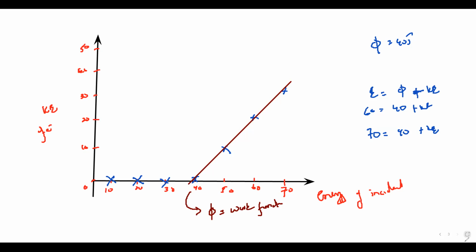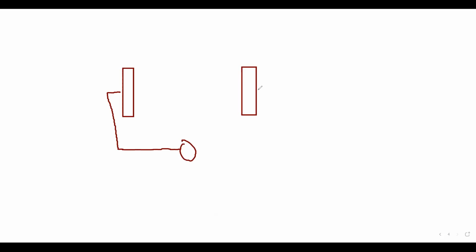So practically it is difficult to find the kinetic energy of the electron. So what we can do is stop the electron. For example, we have two electrodes, and we connect a galvanometer, or an ammeter can also be connected here.